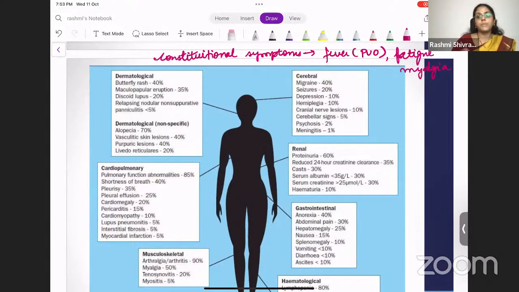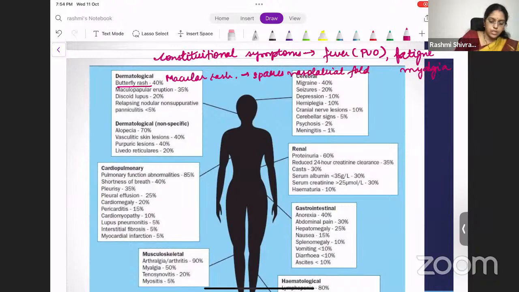Along with that, you have some more manifestations. Okay. So what are the dermatological manifestations? The patient will have a butterfly rash. So what is so characteristic about this butterfly rash? What is this also called? This is a macular rash. It is present on both the cheeks and does not involve the nasolabial fold. It spares the nasolabial fold, right? This is very, very important. It spares the nasolabial fold.